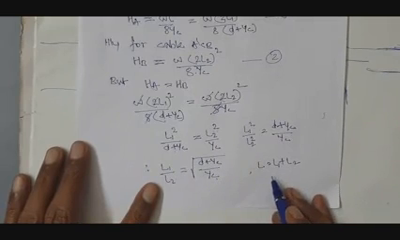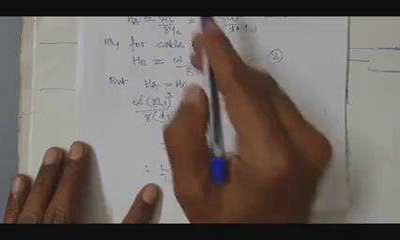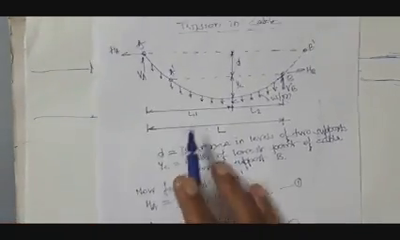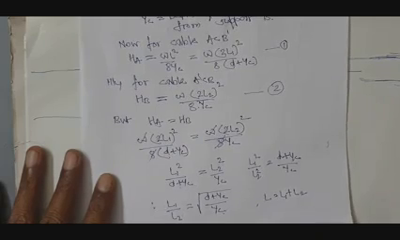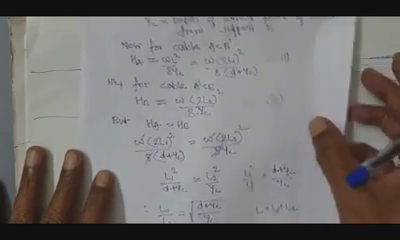From another relation, you know that L is equal to L1 plus L2. So from these two relations we can get the values of L1 and L2. Now we will take one simple problem here.